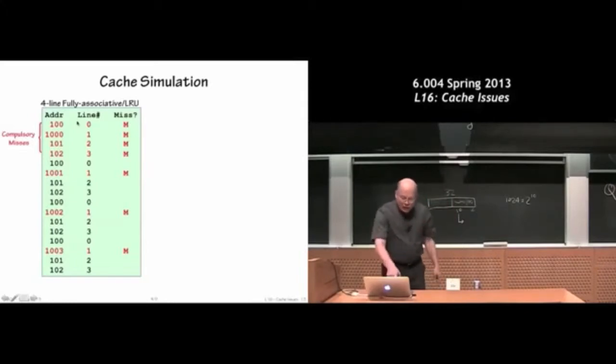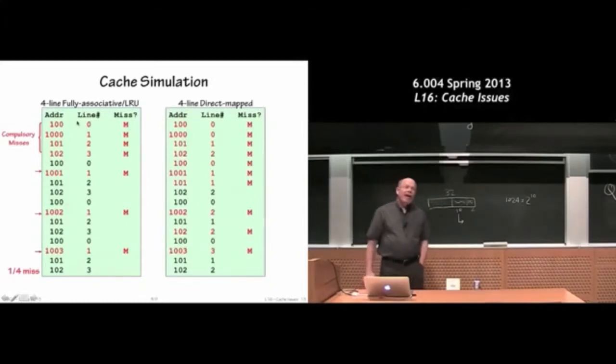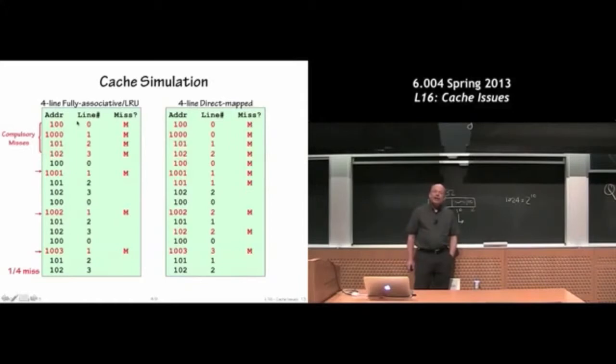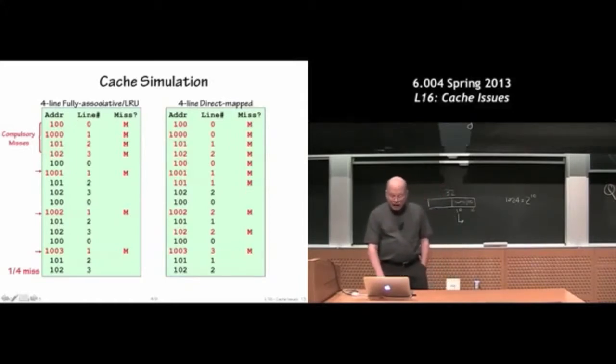So we can see that in this case, we have a series of compulsory misses. We actually have about a 25% miss rate, or a 75% hit rate, in the fully associative cache. In the direct-mapped cache, you can see we do much worse than that.